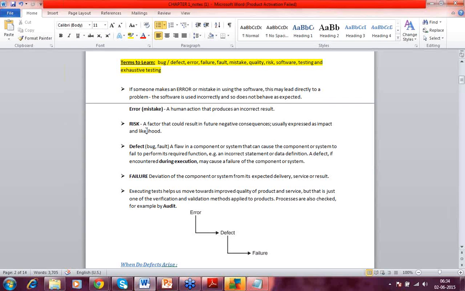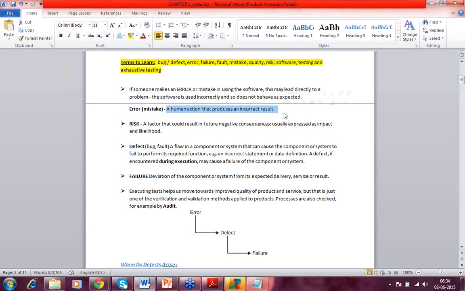A synonym for that is a mistake, right? You all said, as one of somebody said error, somebody said mistake. So let's try to define what is an error or a mistake. Basically, it is defined as a human action that produces an incorrect result.